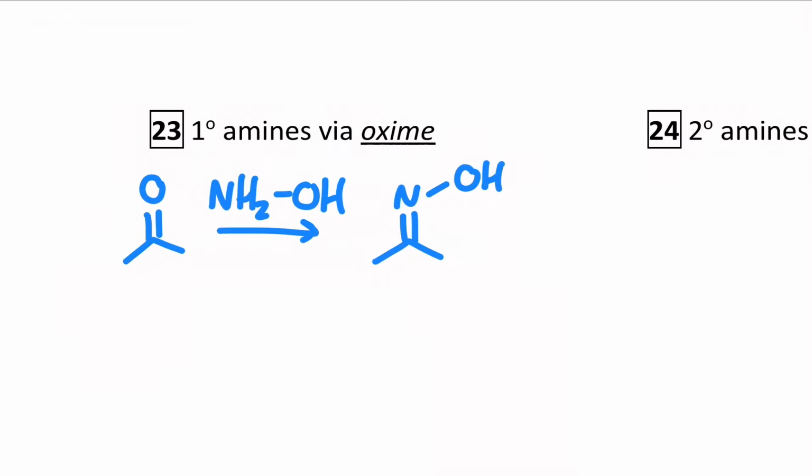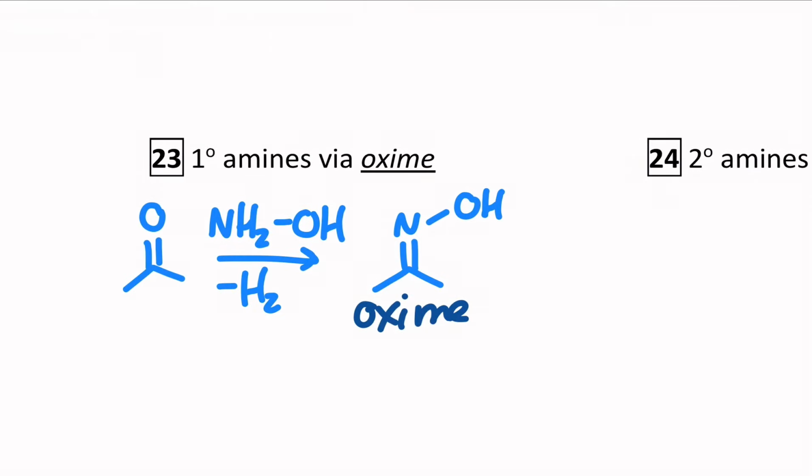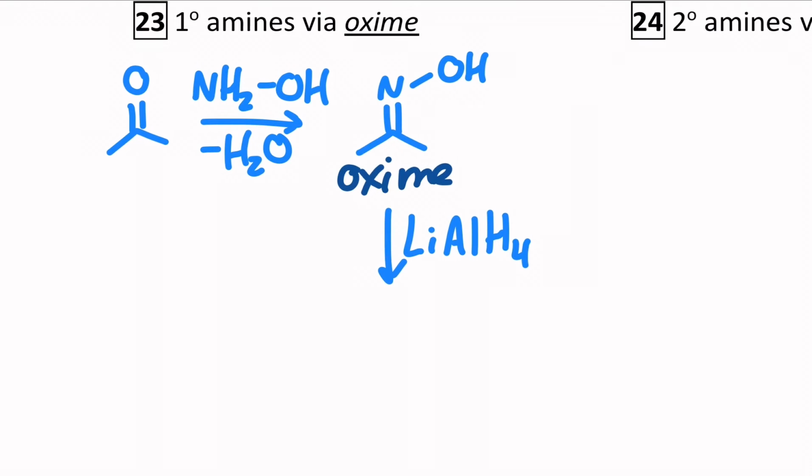The mechanism for the formation of this oxime is essentially the same as what we saw up above. You lose water. These are also called condensations as a result. Oximes are also very stable. They're H-bonders, so they're usually solids themselves. And oximes can be reduced with lithium aluminum hydride.